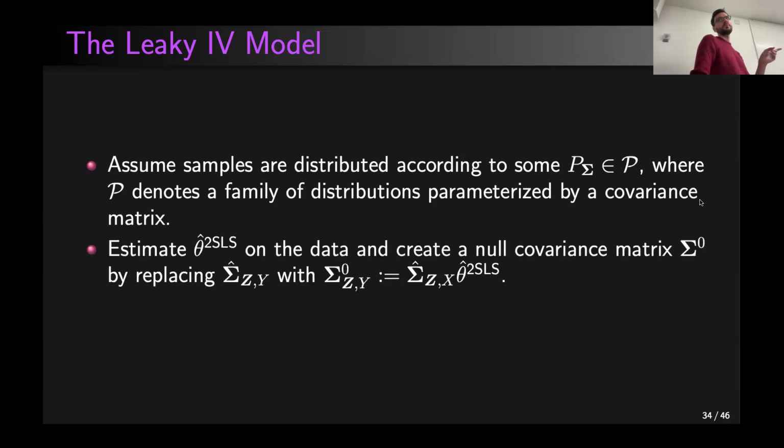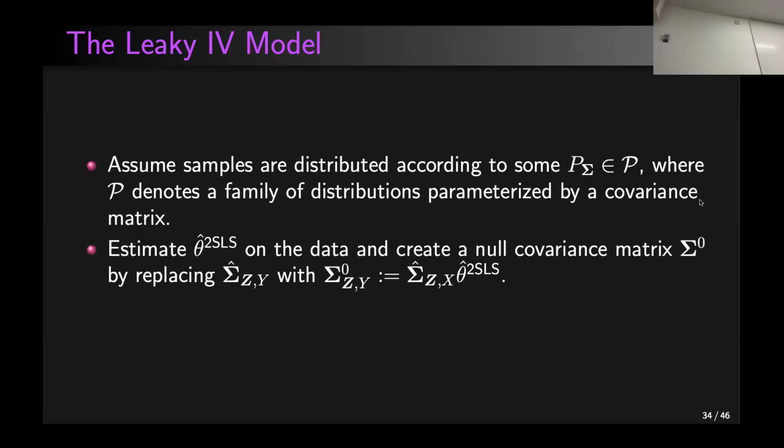We are assuming finite variance though. So, okay, let's just say that they're distributed according to that sort of distribution. Well, if we can estimate what the two-stage least squares plug-in estimator would be, then we can create a null covariance matrix. I'm being a little inconsistent in notation here because I was doing code before, but this is the covariance of Z and Y estimated from your data. But we're going to replace that observed covariance with this null covariance, which is given by this.